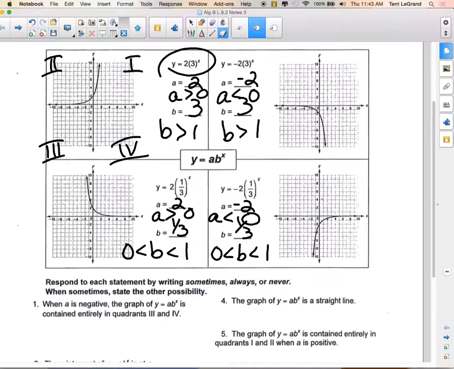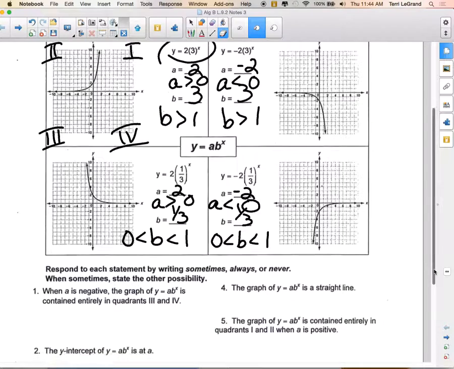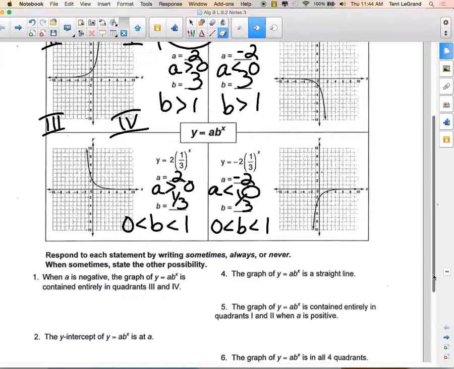Why do you think that happened? Because of the negative. Because the a value is negative, it reflected it. It flipped it over the x-axis. Remember we talked about that, how it reflects it over the x-axis. What I want you to start thinking about, and you can even just use this chart to help you, when you're done graphing, is this what should have happened? If your graph is ending up in quadrants 3 and 4, but yet you have a positive a value, that should say something went wrong.